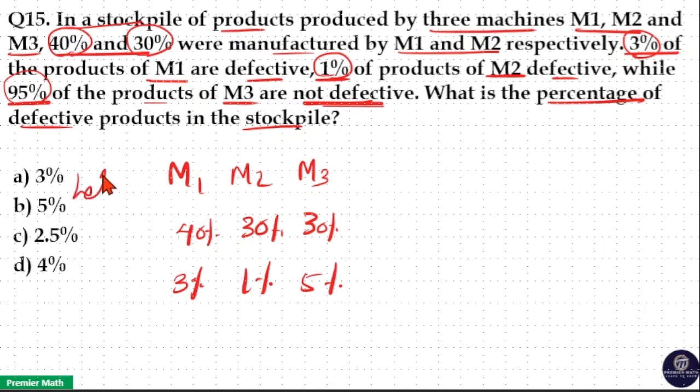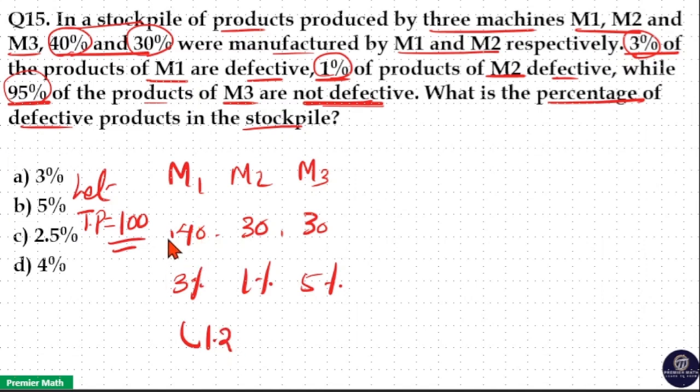Now here let us consider the total product produced by the stockpile as 100 units, which means 40% of 100 is 40, 30% of 100 is 30. That is, the total product of the stockpile is 100 units and M1 produces 40, M2 produces 30, M3 produces 30. Then 3% of 40 are defective, meaning 10% of 40 is 4, then 1% is 0.4. Then 3% is 3 into 0.4, which is 1.2.